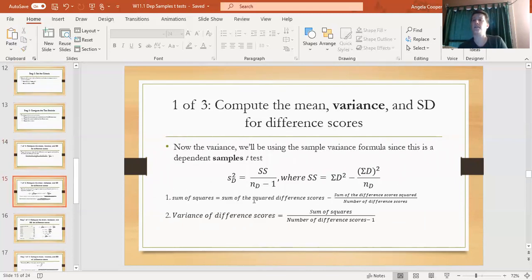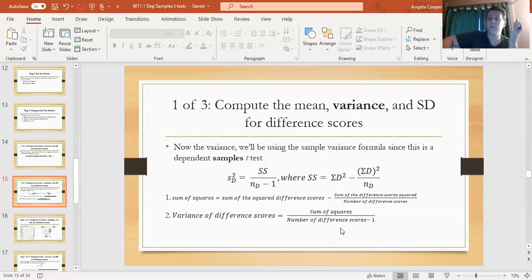Next, this is all still the first step of calculating the test statistic for a dependent samples t-test. We've done the mean. Now we have to do variance. Variance is a little different for a dependent samples t-test. Notice in the denominator of the variance equation, the sum of squares is divided by the number of difference scores minus 1. That's similar to how we calculated sample variance back, what seems like ages ago.